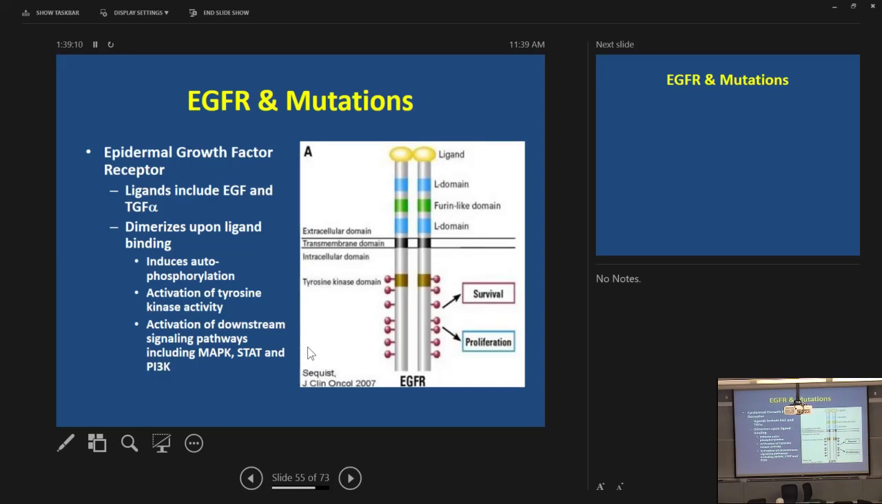Okay, so I'm putting this up here to remind you that for these receptors to activate these downstream pathways, they have to dimerize and then intracellularly phosphorylate. This is where we see a lot of the mutations occur, in this intracellular tyrosine kinase domain, because then the drug can't come in, can't bind, and can't do what it's supposed to do.